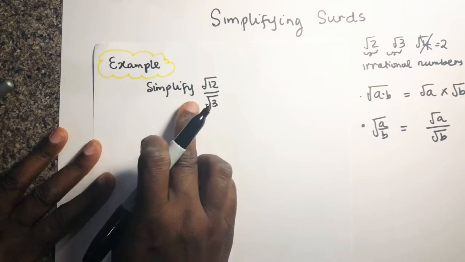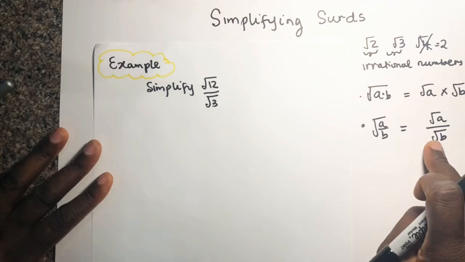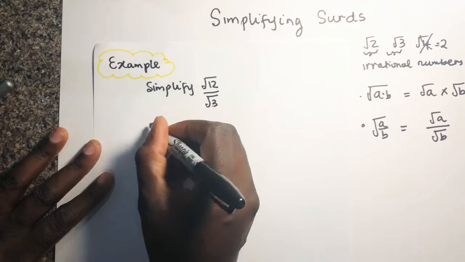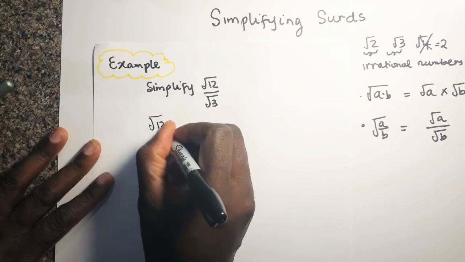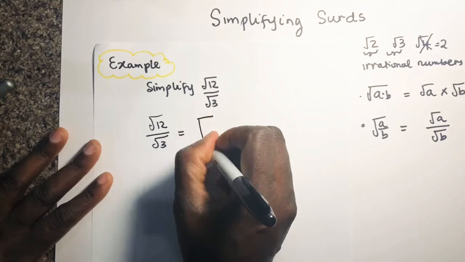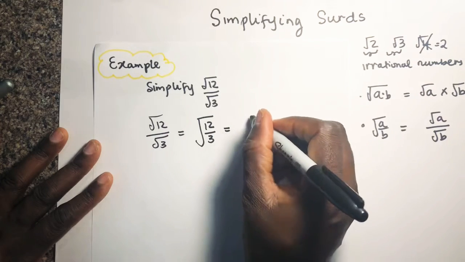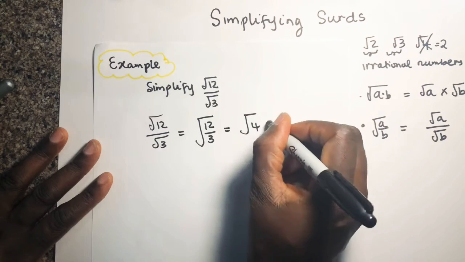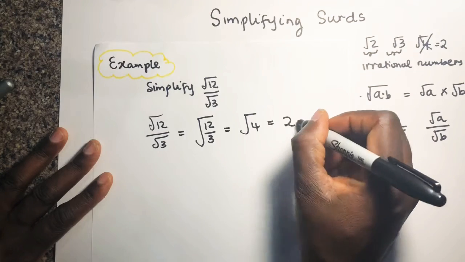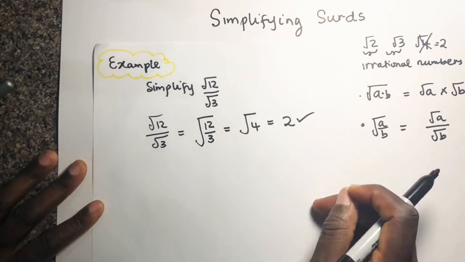In this last example, it's very similar to the previous one. It says simplify the square root of 12 over the square root of 3. So we're going to use the division rule. Let's rewrite that then as the square root of 12 over the square root of 3 is equal to the square root of 12 over 3. That's just going to give us the square root of 4, very similar to the last one. Yeah, so that's done. That's everything you need to know about simplifying surds.